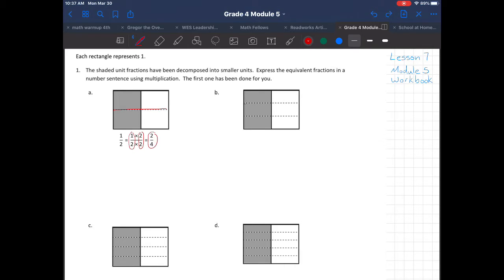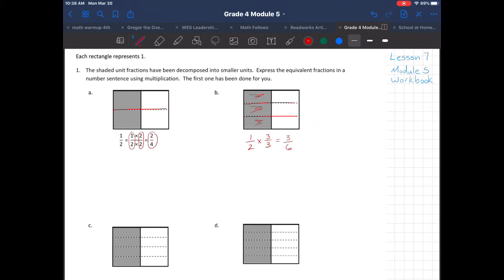For B, they drew 2 lines across. So we had a half. And when we drew those 2 lines across, that basically made everything 3 times bigger. Not 3 times bigger, we had 3 times as many pieces. So we have 3/6. 3/6 are what are shaded. 1, 2, 3 out of 6 pieces, and it's equivalent to a half.